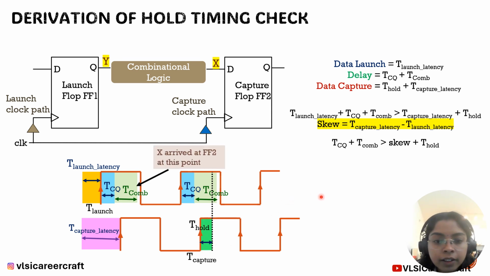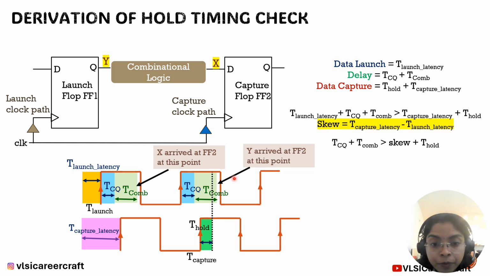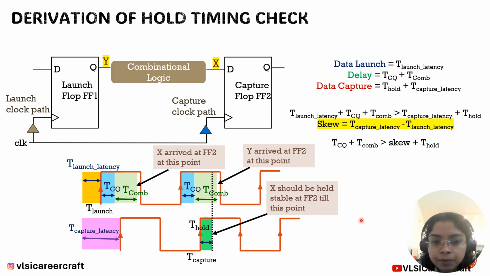Here, let's say X arrived at flip-flop 2 at this point. It is just arriving and it is waiting to be captured. And Y is arriving in the second clock cycle. We need to make sure that X is properly captured by the capture flip-flop before Y arrives. At this point, X is captured, and after a certain delay Y has arrived. So in this case there is no overwriting of the data and no corruption of the functionality.